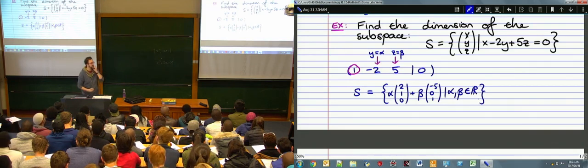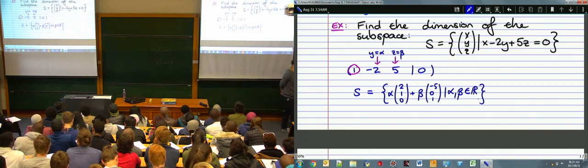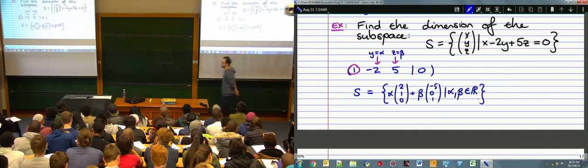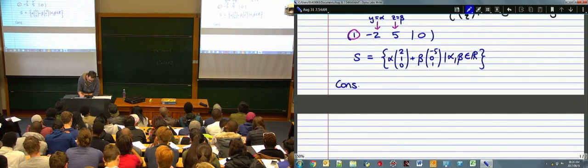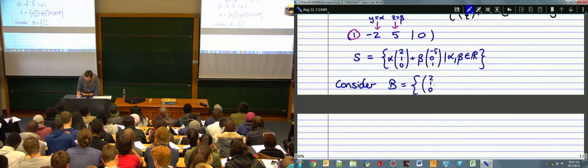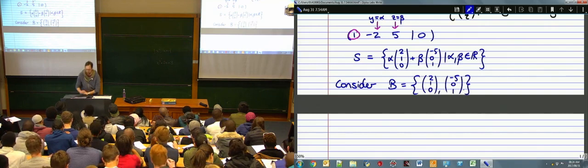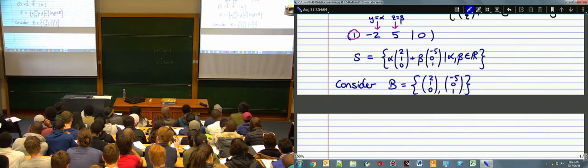Okay, so we rewrite this plane in vector form, and once you've rewritten the plane in vector form, we can now make a pretty educated guess for what we would like our basis to be. We're just going to take our basis to be a set of two vectors. Consider this set over here, B: the vectors (2, 1, 0) and (-5, 0, 1).